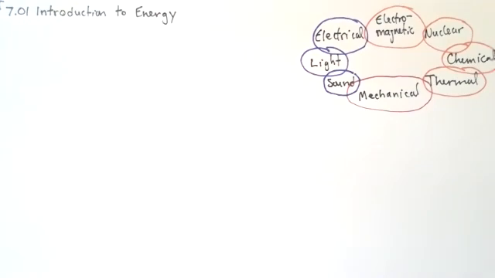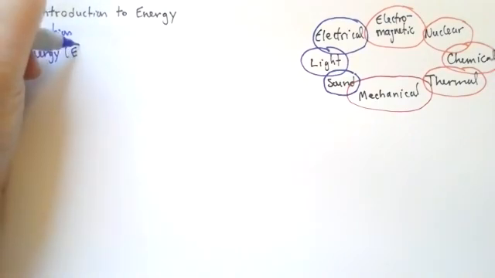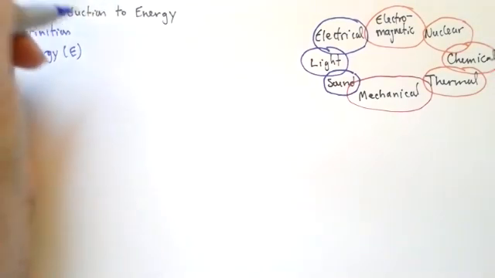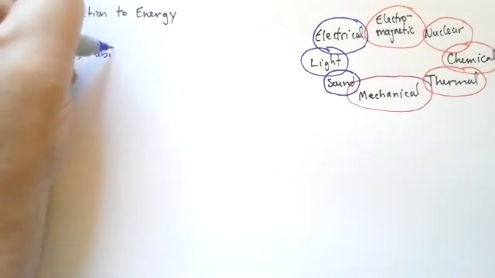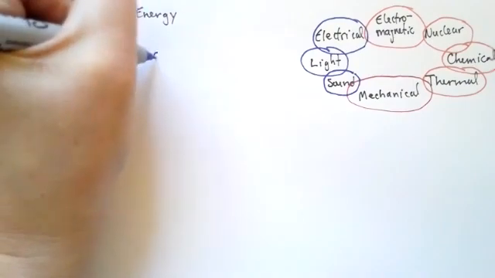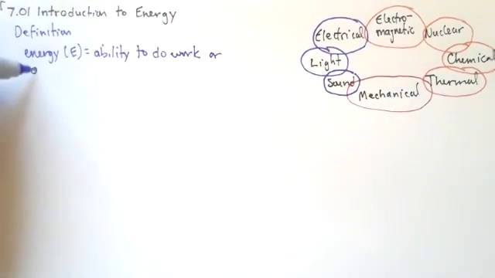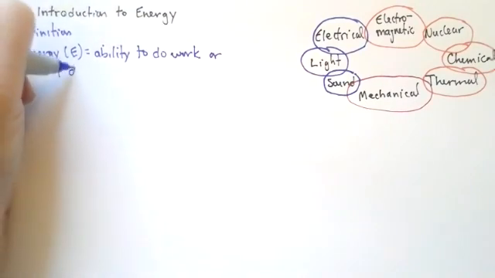So let's start off with how we define energy, first of all. The first thing we're going to talk about is the definition. We're going to define energy. So energy, and the abbreviation is always a capital E, is the ability to do work or the act of doing work.